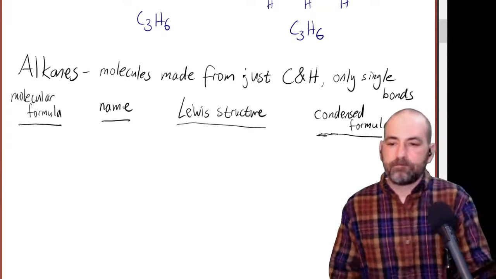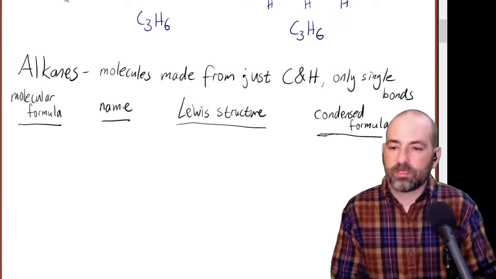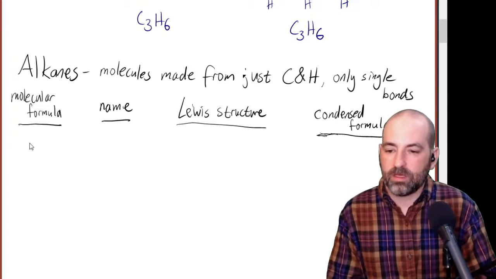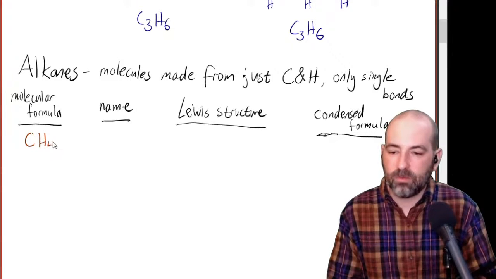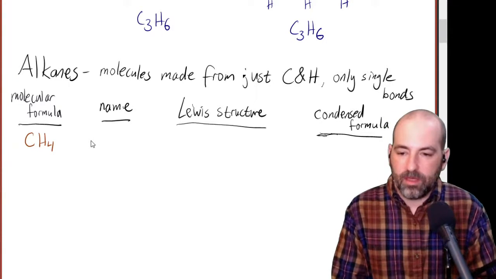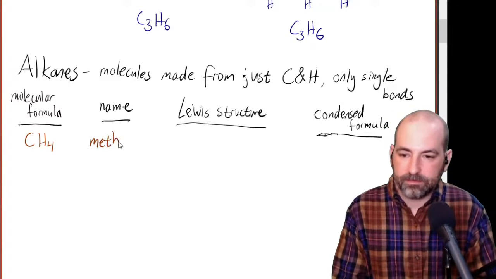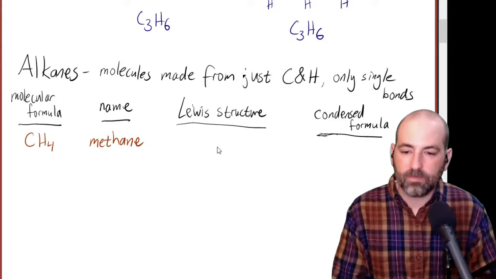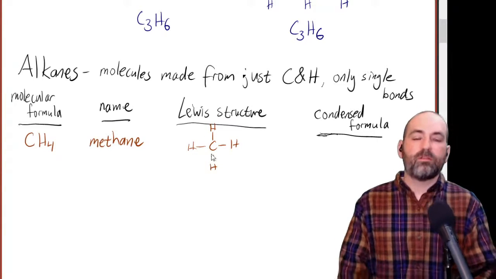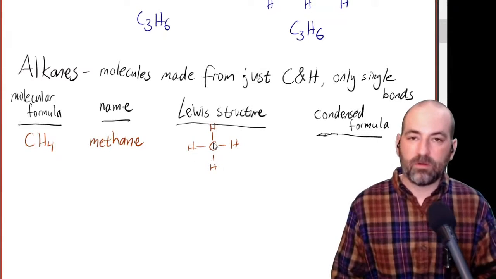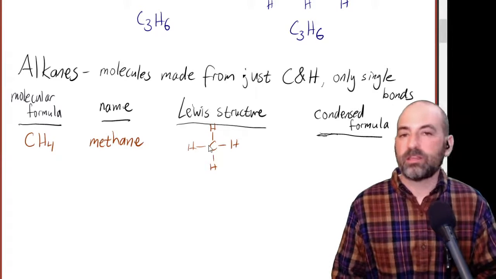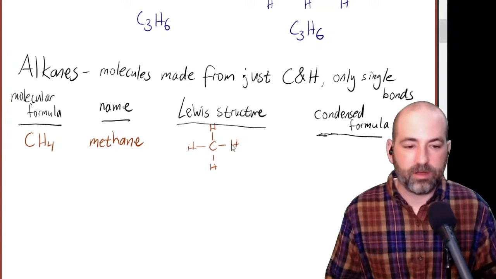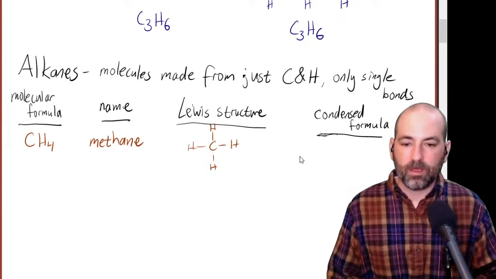All right. So the smallest alkane, smallest organic molecule is CH4, 1 carbon, 4 hydrogens, and that is called methane. And we've drawn this Lewis structure before. It looks like this. We also know now that it's not a flat molecule with 90-degree bond angles like this. It's actually tetrahedral with about 110-degree bond angles.